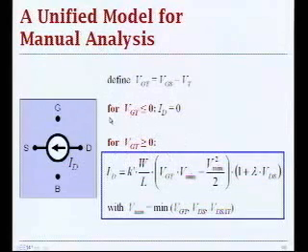So it's very nice that you have all these 4 different modes of operation, and you have only one formula. So that's a unified model. If you define this VGT is equal to VGS minus VT, then for VGT less than 0, your transistor is cut off, so you have ID equal to 0. For VGT greater than 0, you define this Vmin.